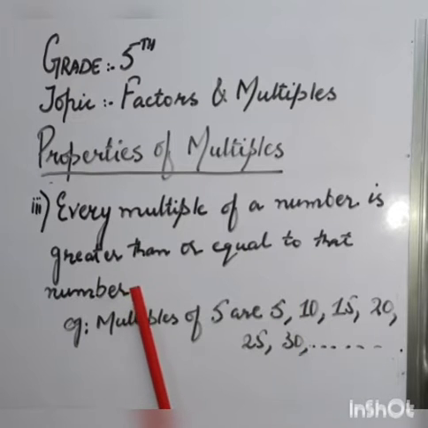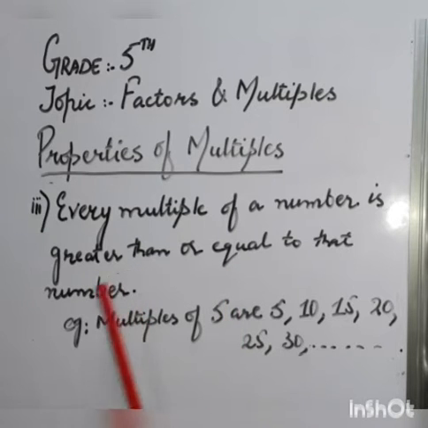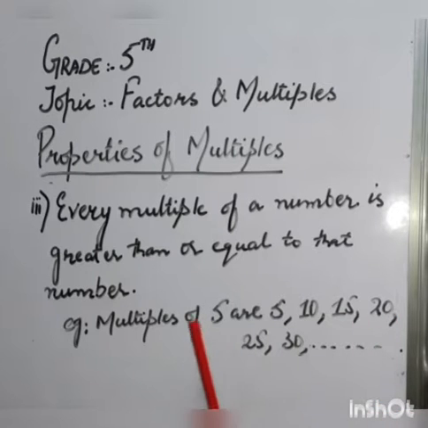Clear? Now students, third property is, every multiple of a number is greater than or equal to that number. So हर कोई multiple किसी number का या तो number के बराबर होता है या number से बड़ा. For example, multiples of 5 are 5 into 1 is 5, 5 2s are 10, 5 3s are 15, 5 4s are 20, 5 5s are 25, and so on. So these are the multiples of 5. Now see students, this 5 is equal to 5, then 10, 15, 20, 25, and so on. These are all greater than 5. So it means multiples of a number are either equal to the number or greater than the number. But a multiple of a number can never be less than the number. Clear?